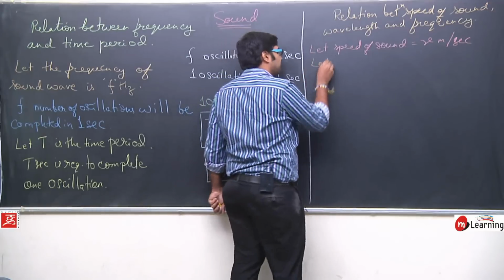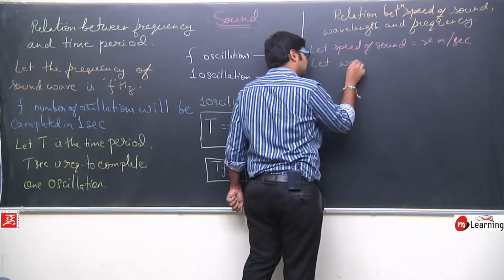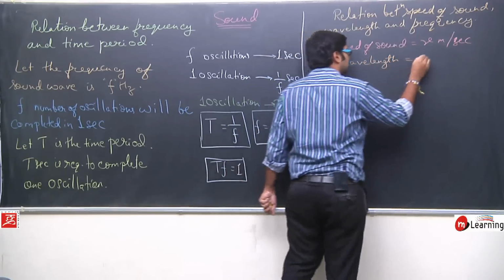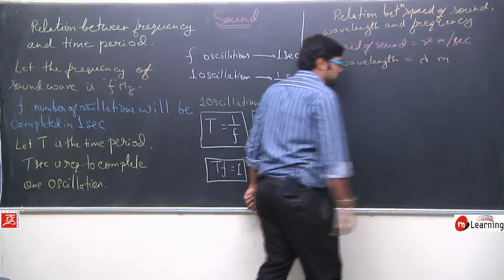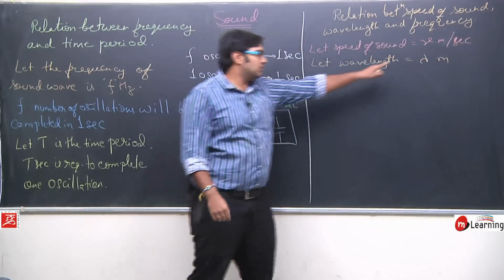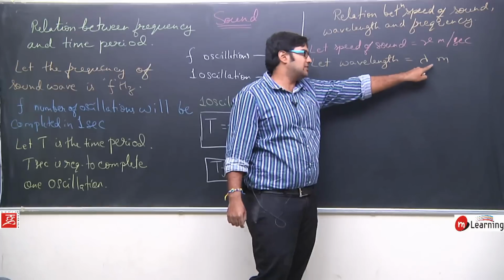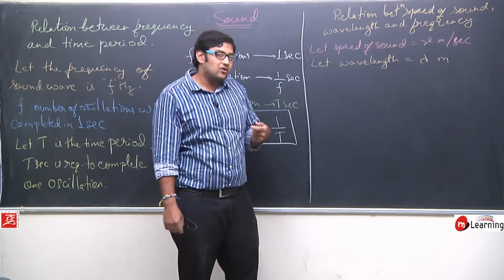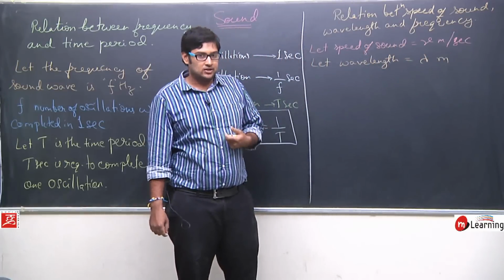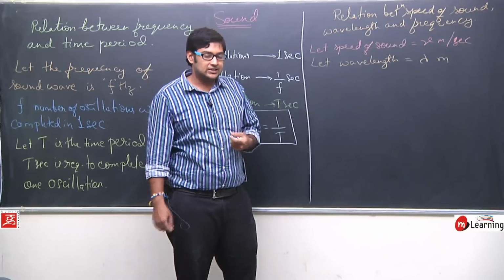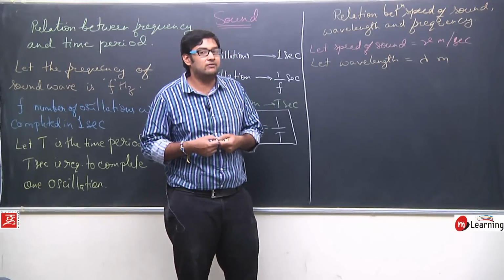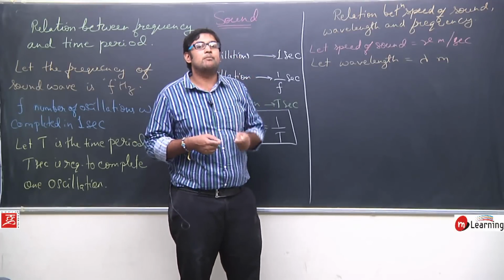let wavelength be equal to lambda meters. Okay. So lambda is what? It represents the wavelength. So wavelength is equal to lambda meters. I assume this. Okay. Now how do we define the wavelength? The wavelength is defined as the distance travelled by the sound wave in 1 time period.